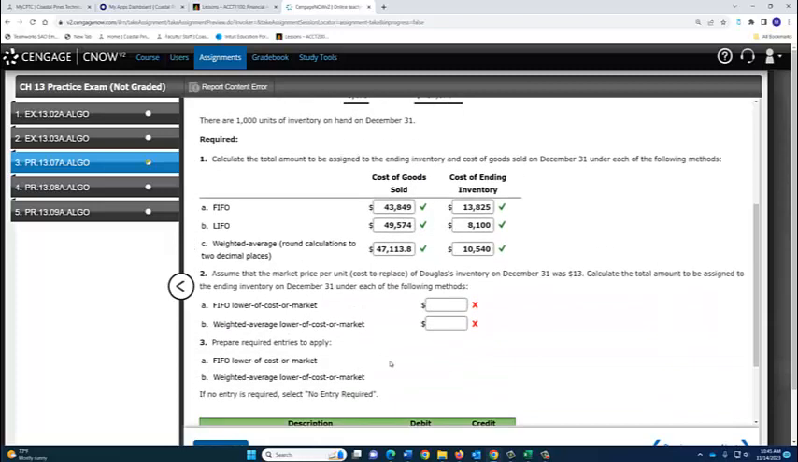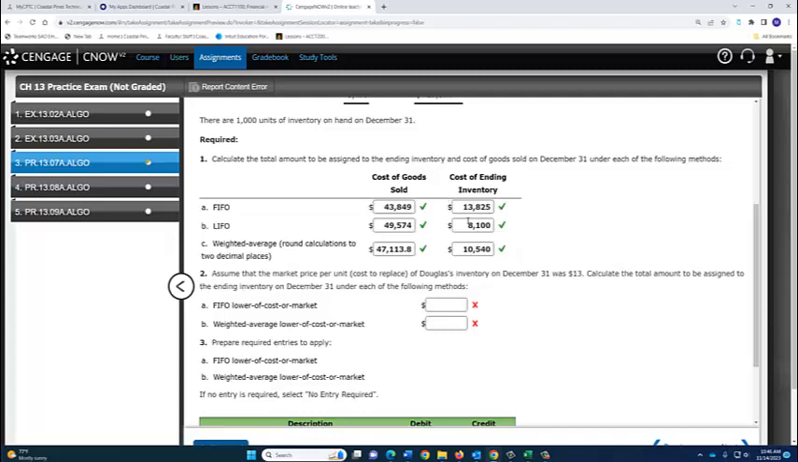Now we will move on to the lower of cost or market. Lower of cost or market is really much easier than it sounds. What we're going to do is compare the market price with whatever cost here. So for example, we have FIFO lower of cost or market. Well, we already have our FIFO cost up here. And remember, we're always dealing with ending inventory, not cost of goods sold. We're trying to value our ending inventory.